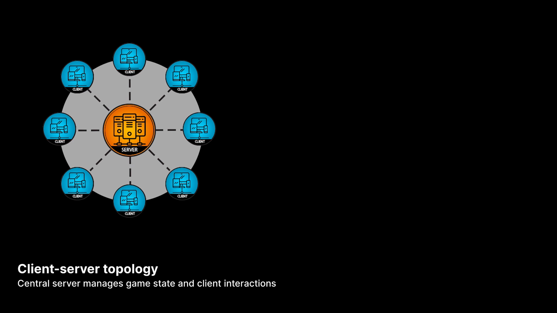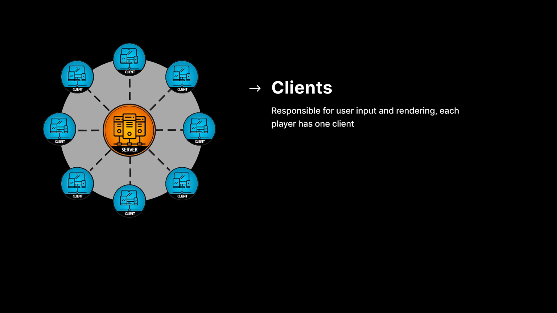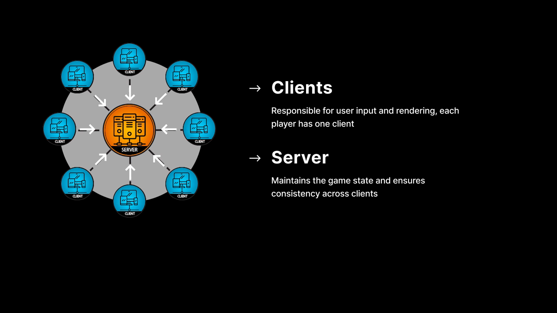In this network architecture, clients handle user input and rendering. Each player has one client. The server manages game state and communication. It's the keeper of the game world and essentially the ground truth for everything that goes on in our application. Think of the server much like any other single-player game, except instead of inputs from individual controllers or keyboards, the server is receiving inputs remotely from its clients.